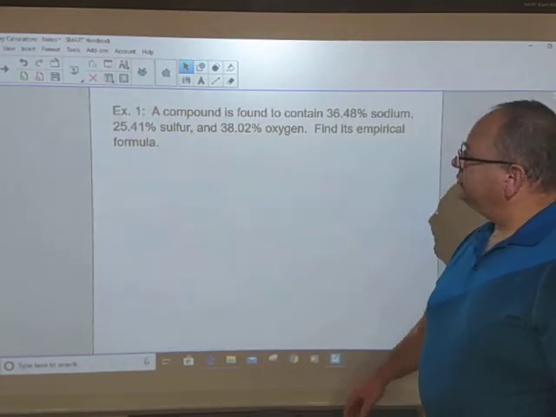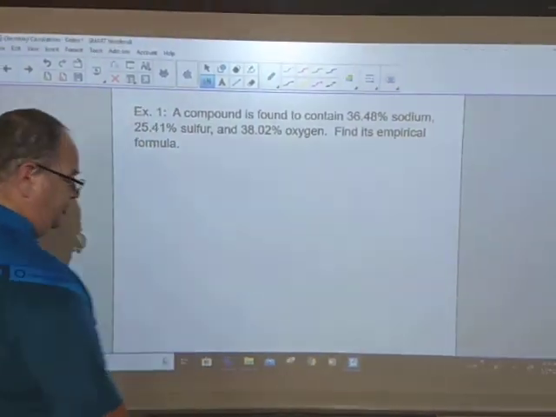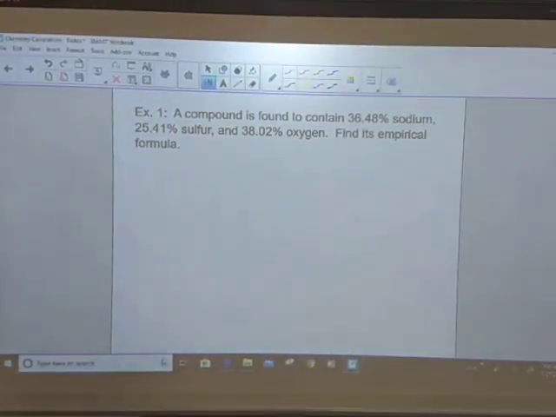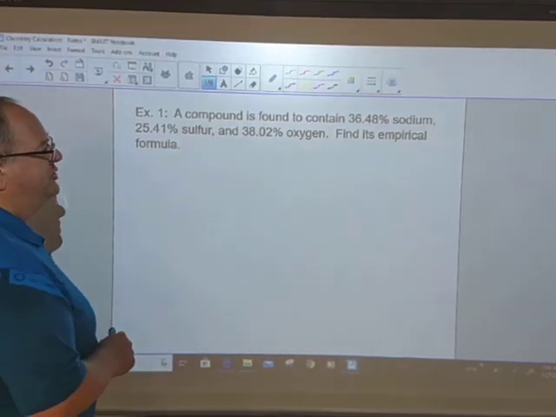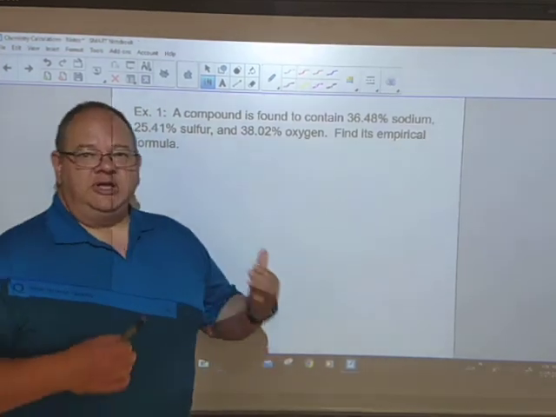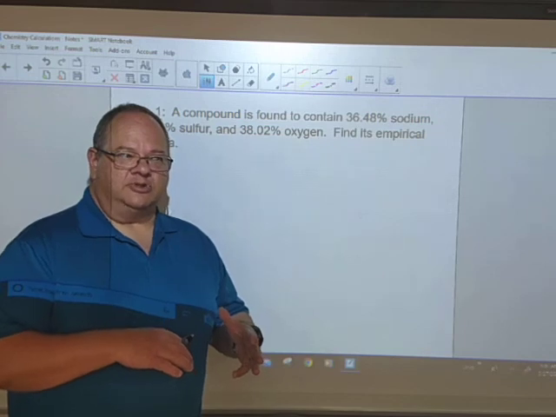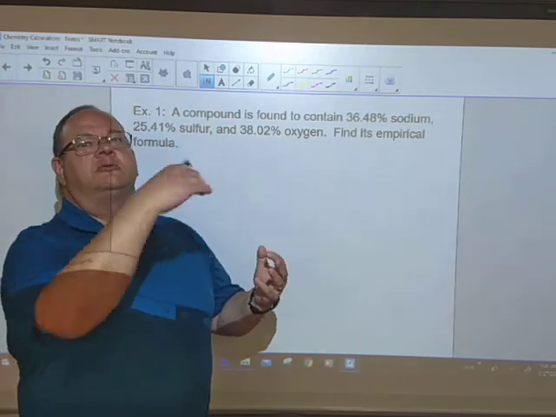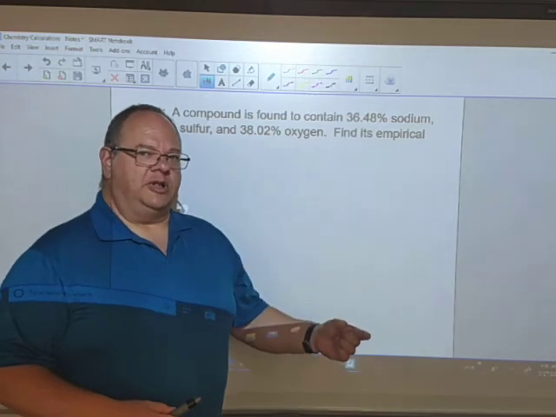So, here we go. We're just going to work through it by a sample. A compound is found to contain 36.48% sodium, 24.41% sulfur, and 38.02% oxygen. Find its empirical formula. Yesterday you were calculating the percent composition problems. This is basically the reverse. Now you've got percent composition. Can we get back to the formula?